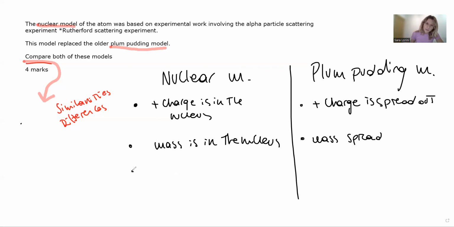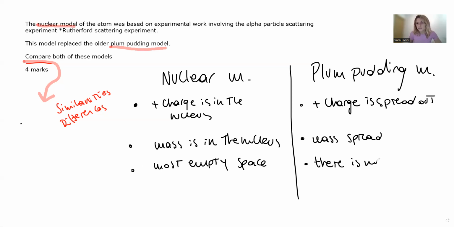What else do we know about the nuclear model? That it's mostly empty space. Because we know that the mass is in the nucleus, while the orbitals are empty space. And how do we compare it? Don't leave it out, just say simply there is not, in fact, there is no empty space.